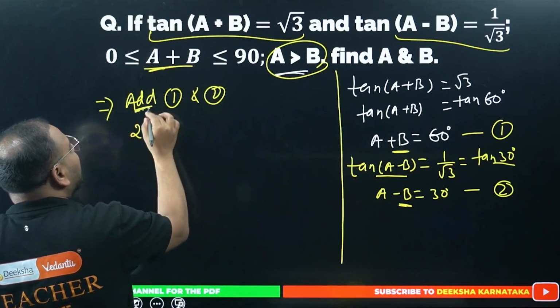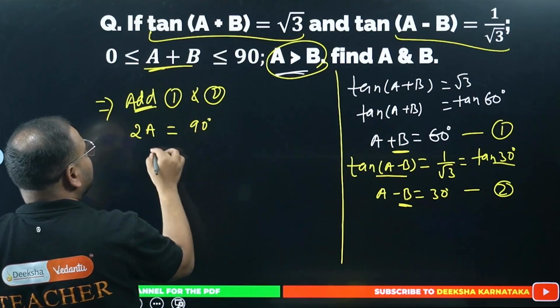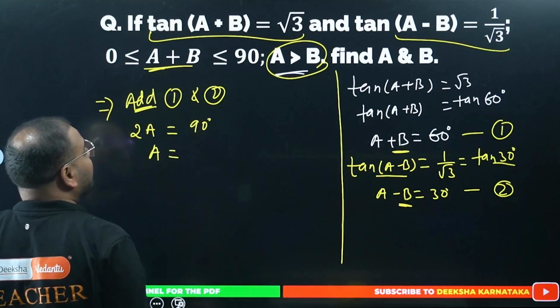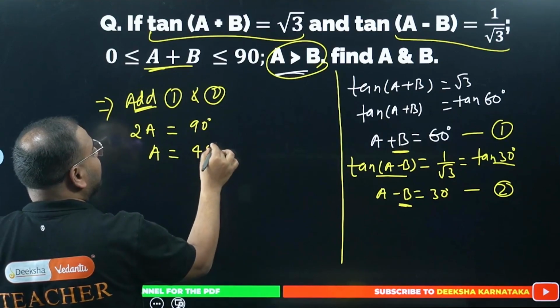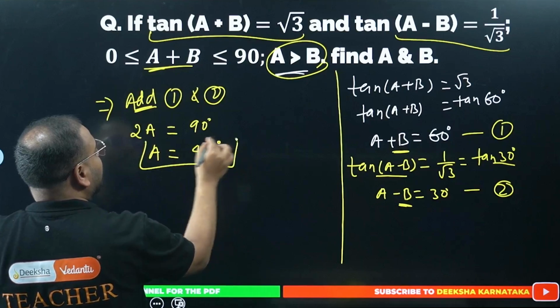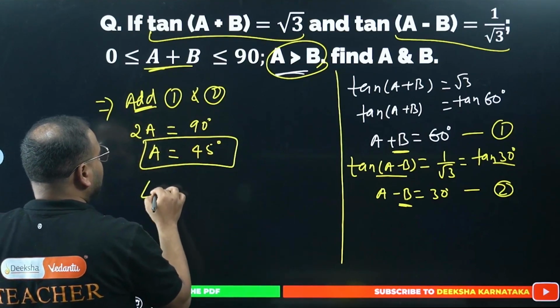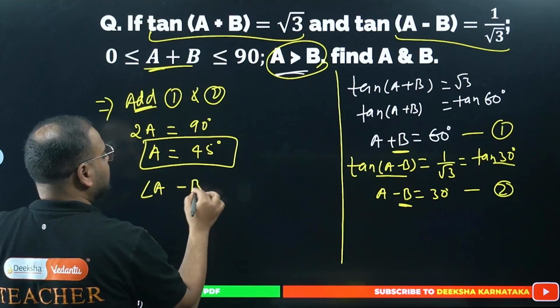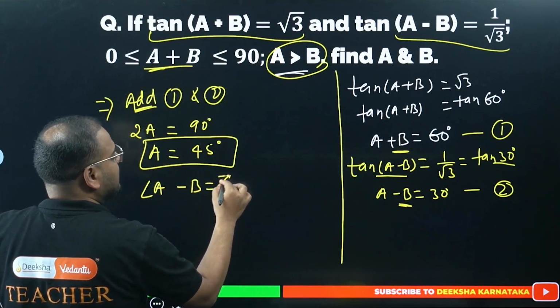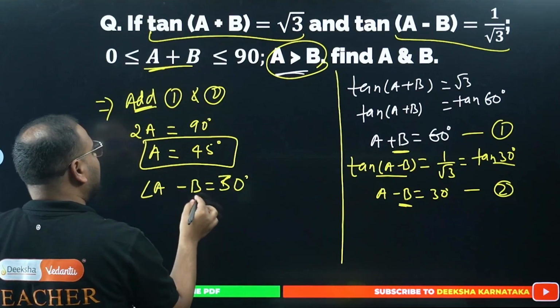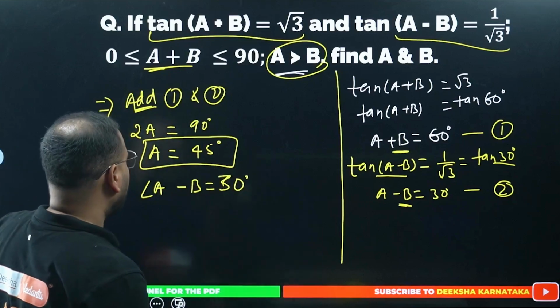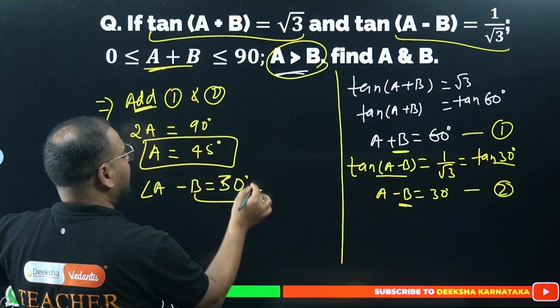Because we are doing addition, angle A is 45 degrees. Use equation 2: angle A minus angle B is 30 degrees. Put angle A there. I remove this angle B over here and 30 over there.